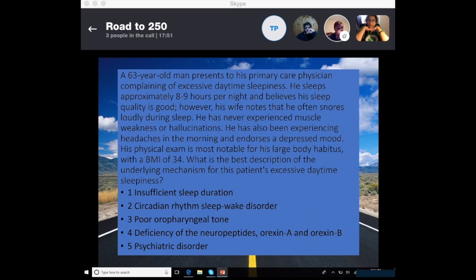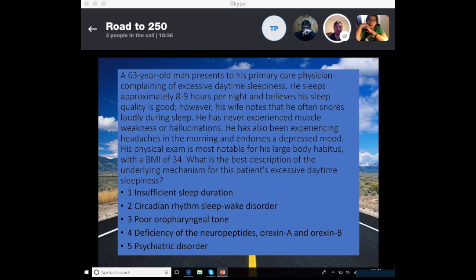This one's also mine, but I actually read this one. A 63-year-old man presents to his primary care physician complaining of excessive daytime sleepiness. He sleeps approximately 8 to 9 hours per night and believes his sleep quality is good. However, his wife notes that he often snores loudly during sleep. He has never experienced muscle weakness or hallucinations. He has also been experiencing headaches in the morning and endorses a depressed mood. His physical exam is most notable for his large body habitus with a BMI of 34. What is the best description of the underlying mechanism for this patient's excessive daytime sleepiness?